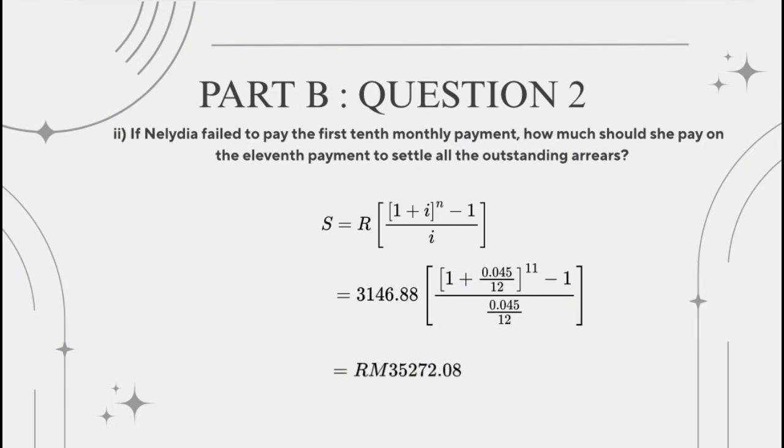We enter the monthly payment value 3,146 ringgit and 88 cents, the monthly interest rate, and N equals 11 because these arrears will be compounded until the 11th month before being paid. After calculating, the total arrears that Neledia needs to pay in the 11th month to settle all arrears is 35,272 ringgit and 80 cents.